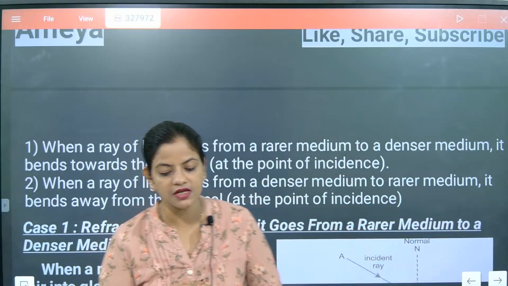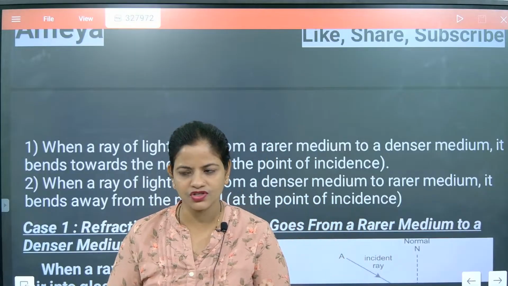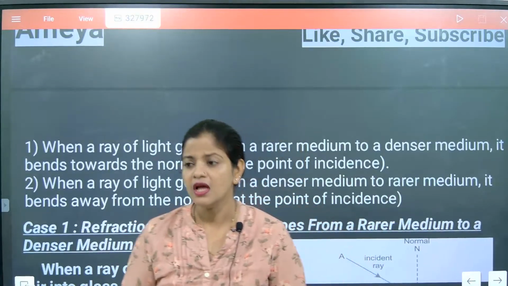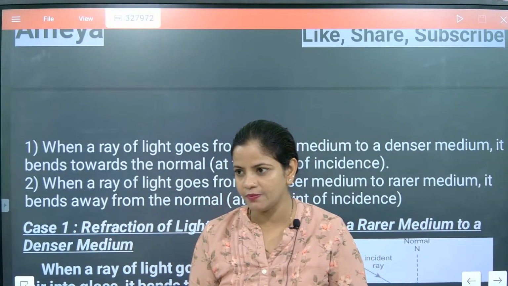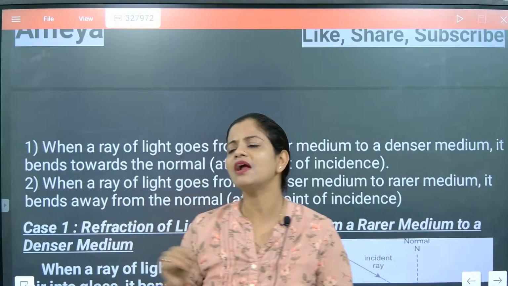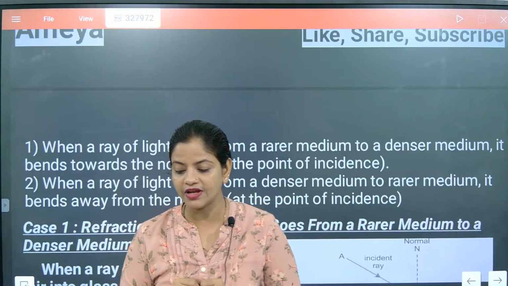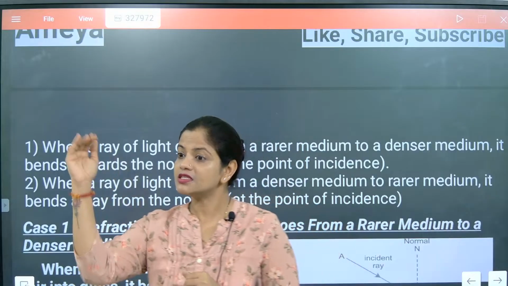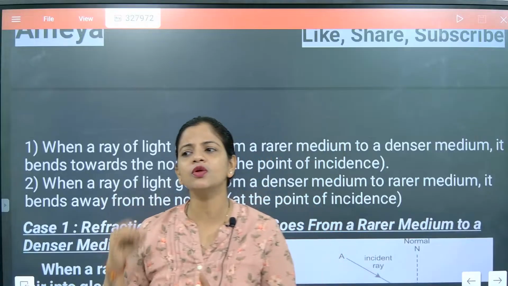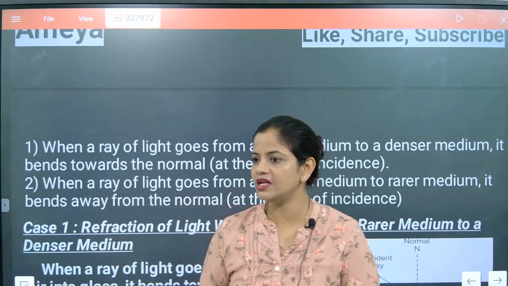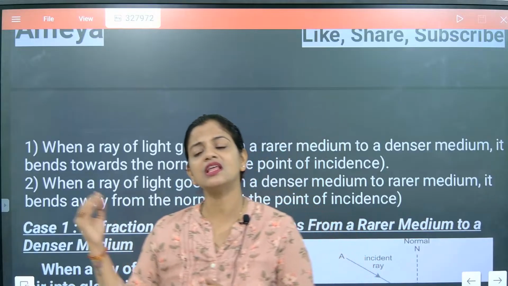Last class we were discussing refraction, and we discussed that refraction and reflection both are surface phenomena. Then we learned that when a light ray enters from one medium to another medium, some part of the light rays get reflected, and some part of the light ray will go from one medium to another, but the moment they go from one medium to another, they experience refraction. Understood? Means the light will bend.